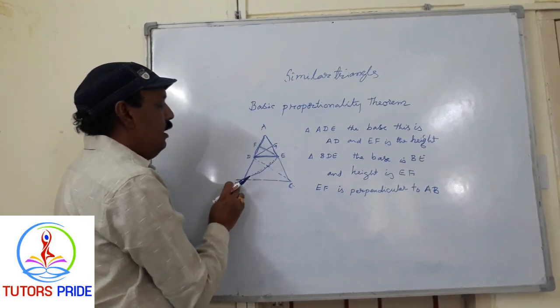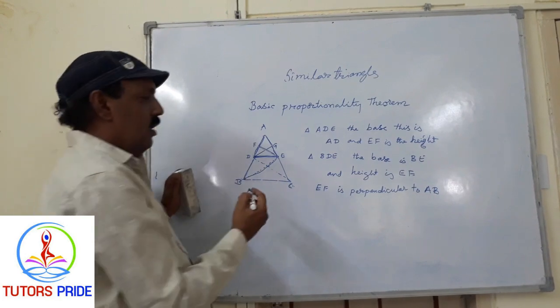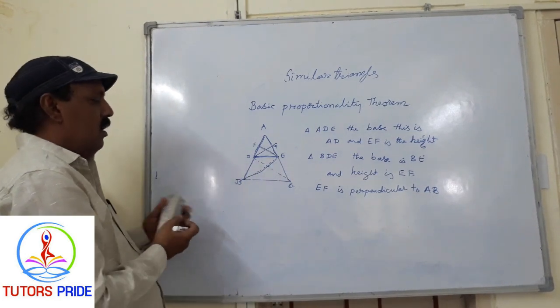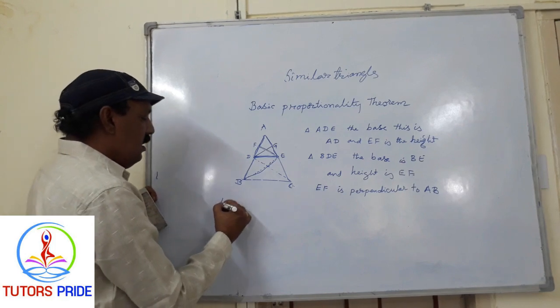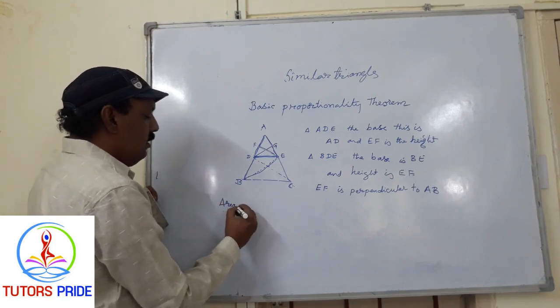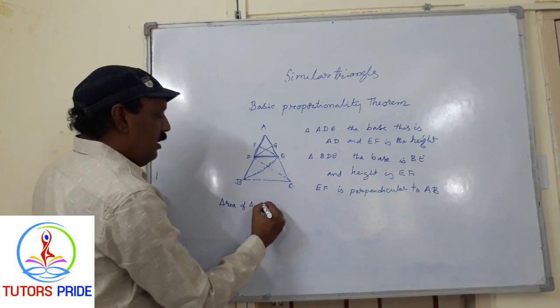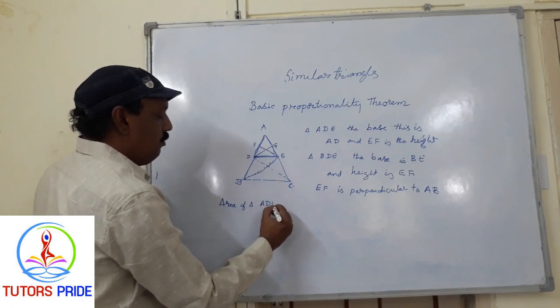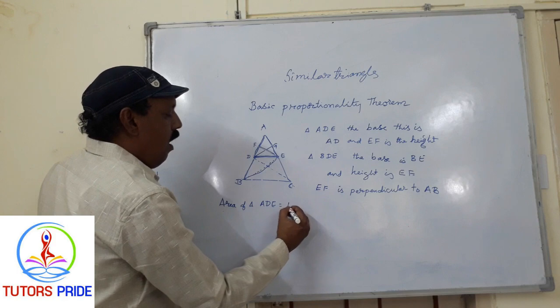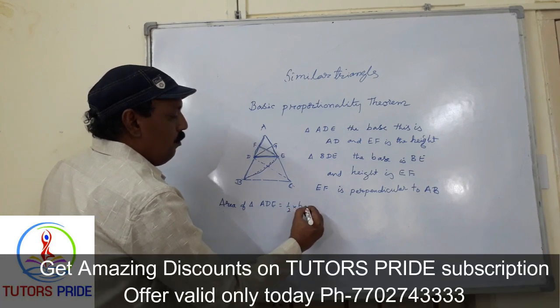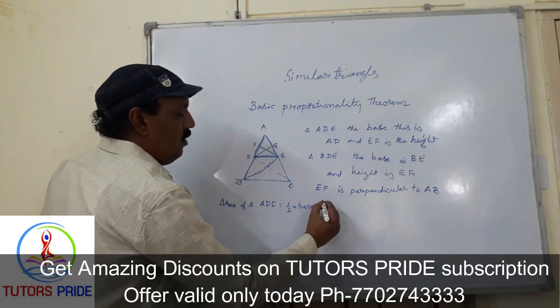the triangle BDE. Now, after this conclusion, we can see that the area of the triangle ADE is half into base into height.